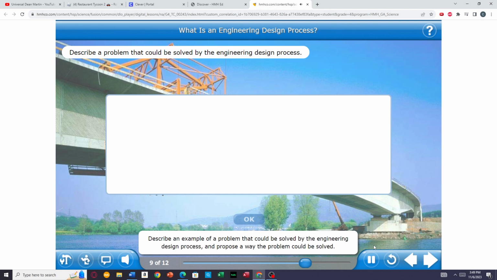Describe an example of a problem that could be solved by the engineering design process and propose a way the problem could be solved. Type your response in the box. Then click OK.